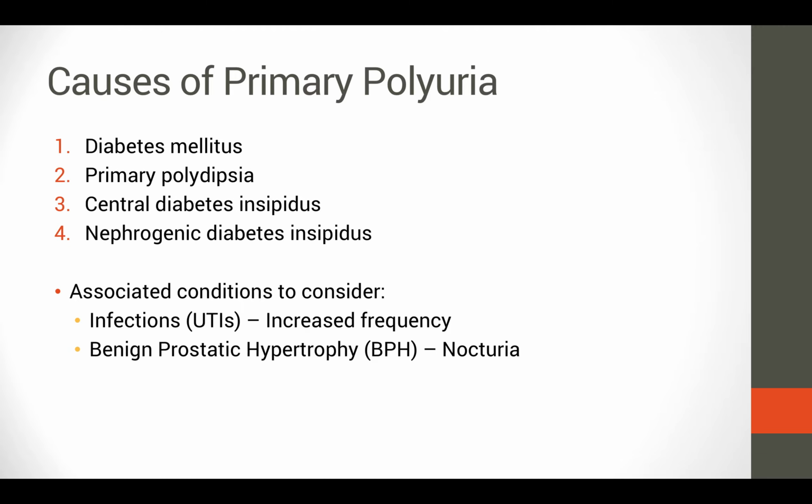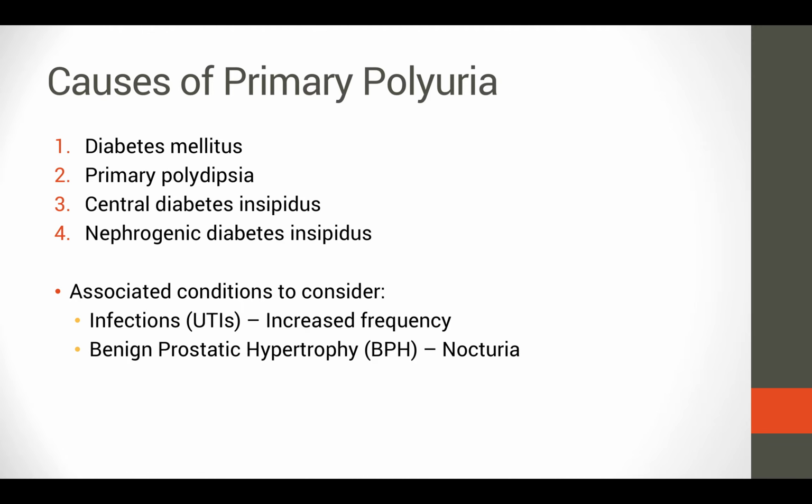Some other conditions are associated with polyuria but may not directly lead to it, though these patients might come in complaining of similar symptoms. One would be infections, specifically UTIs. These patients may not necessarily complain of excessive urination, but they may complain of increased frequency. They feel the need to go more. They may not necessarily void a whole lot each time they go, but they'll say, I'm going to the bathroom more and more than I used to. That's the typical complaint you'll hear from patients.